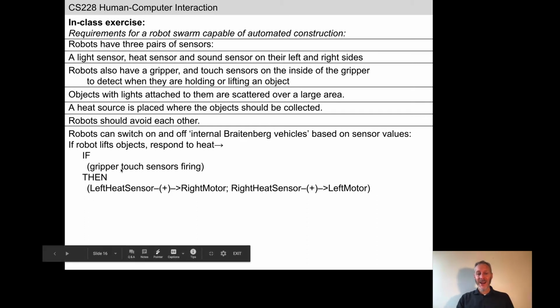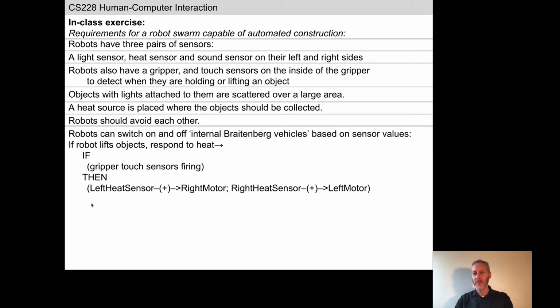If the robot is not holding an object, so imagine we add an else clause here. What Braitenberg vehicle should it trigger? So if touch sensors are not firing, the else statement, how would you wire up the robot in that case? How should the robot behave? And what stimuli should it be responding to in that case?